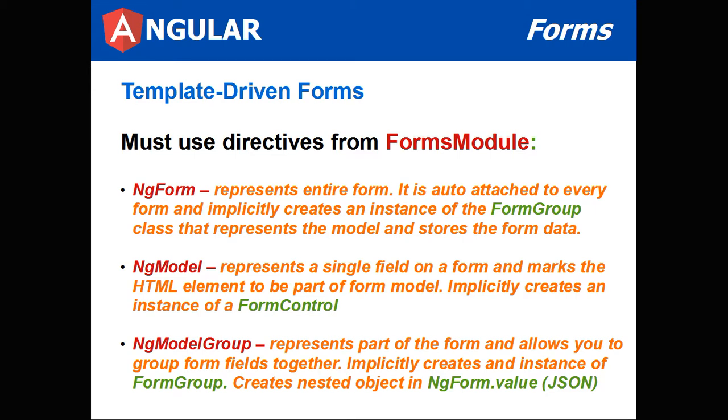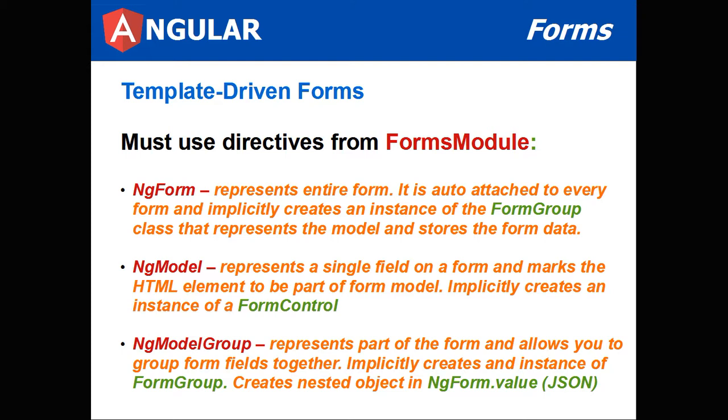Template-driven forms must use directives from the Forms module. There's NgForm, which represents the entire form. It is automatically attached to every form and implicitly creates an instance of the FormGroup class that represents the model and stores the form data. You have NgModel, which represents a single field on a form and marks the HTML element to be part of the form model. It implicitly creates an instance of FormControl. And you have NgModelGroup, which represents part of the form and allows you to group fields together; it implicitly creates an instance of FormGroup and creates a nested object in NgForm.value.